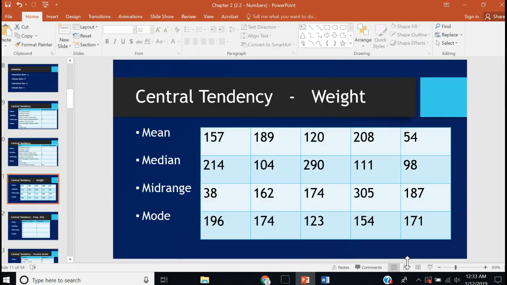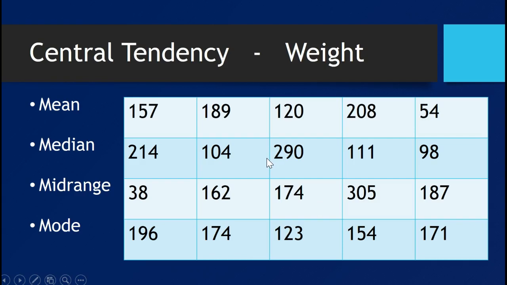Now, if we have this set of data, all right, this set of data references 20 people whose weight I calculated. Now, this is imaginary data. I didn't actually have 20 people step on a scale and measure their weight, but the point is, let's pretend that I had 20 people step on a scale and I measured all 20 of their weights.